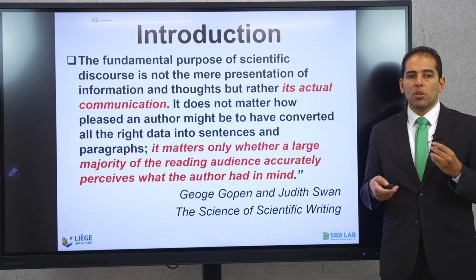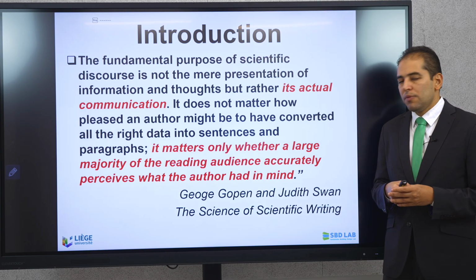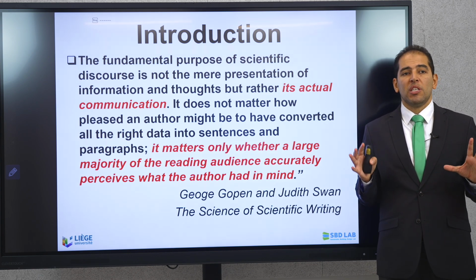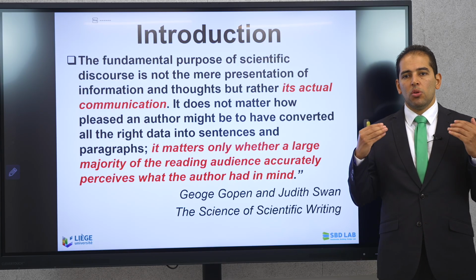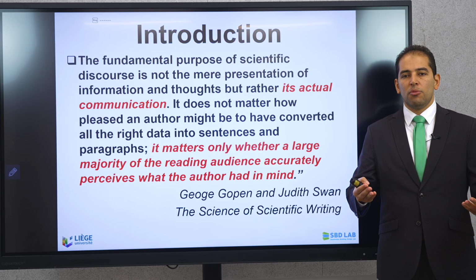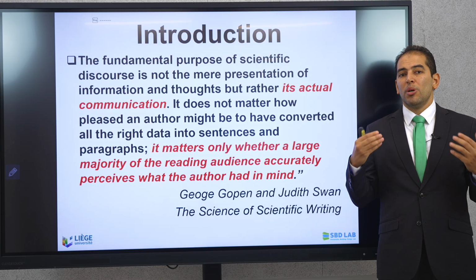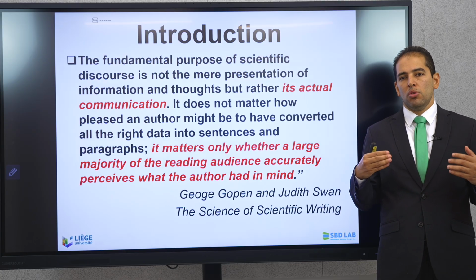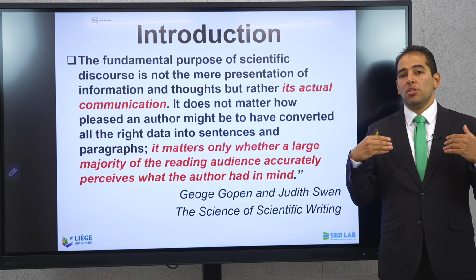Now, according to George Gopen and Judith Swan from The Science of Scientific Writing, the fundamental purpose of scientific discourse is not the mere presentation of information. It's not that we are throwing a wall of information, here's the result, just get it. Rather, it's actual communication. So the most important point of a journal article is your communication style, the message you are conveying.